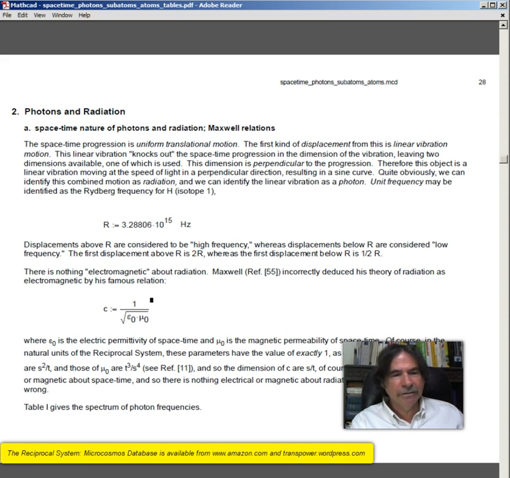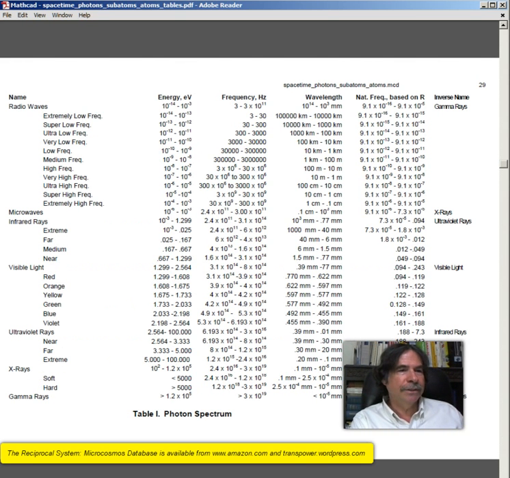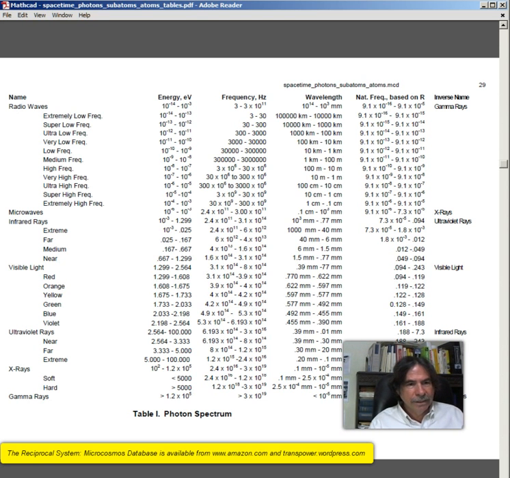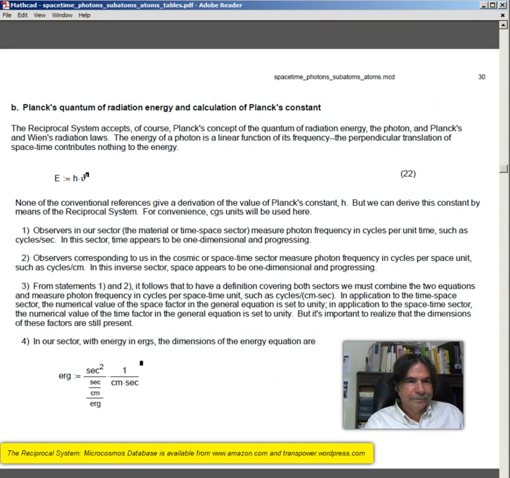Table 1 gives the spectrum of photon frequencies. You can see radio waves, microwaves, infrared rays, visible light, ultraviolet rays, X-rays, gamma rays. I have columns for energy in electron volts, frequency in hertz, wavelength in variable units, some millimeters, some kilometers, natural frequency based on R, and the inverse name. That's Table 1.